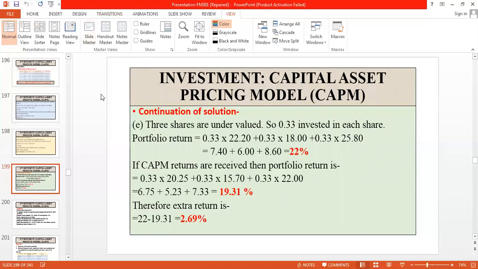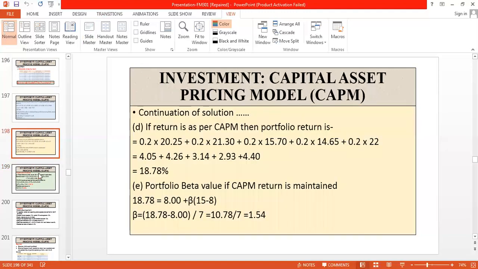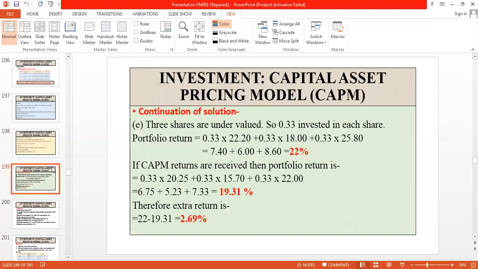And the last point was the three shares that are undervalued. We will combine them and we will calculate the portfolio return. So if three underpriced shares are combined, that means these shares are undervalued shares. These shares' actual performance is lying above the estimate. Then our portfolio return is 22%. Just see, it is much higher than the existing portfolio return. So if I buy these three shares, definitely my portfolio return will improve.